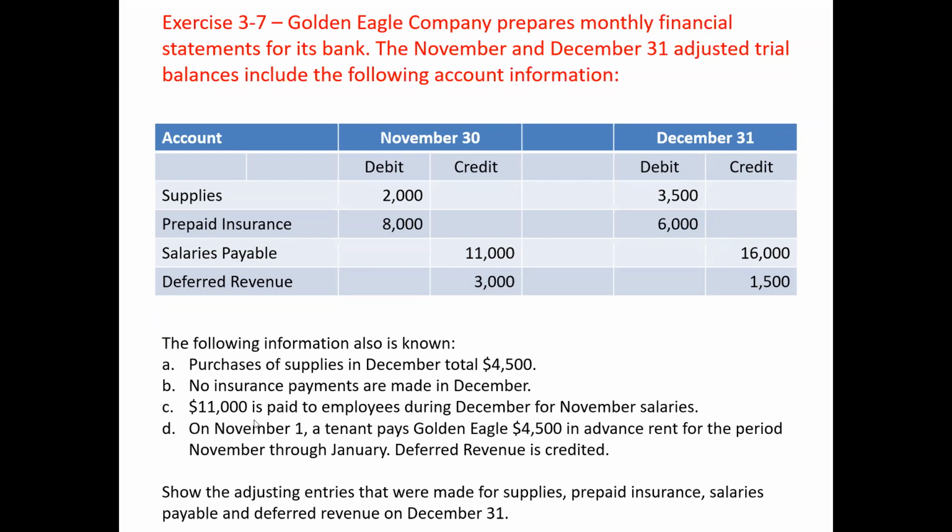Then it gives us some more information. It says the following information also is known. Purchases of supplies in December total 4,500. No insurance payments are made in December. 11,000 is paid to employees during December for November's salaries. On November 1st, a tenant pays Golden Eagle 4,500 in advanced rent for the period November through January. Deferred revenue is credited. Our job is to take this information and show the adjusting entries that were made for supplies, prepaid insurance, salaries payable, and deferred revenue on December 31st.